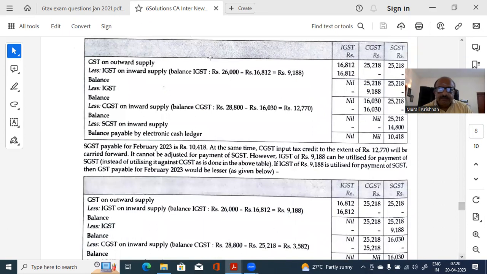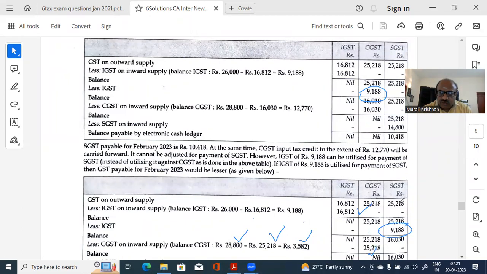Now see, this is up to the same, no problem. But when it comes to 9,188, you can utilize it here instead of CGST. And whatever is the total liability, utilize it, because it's available. See here, 28,000 is available here for IGST credit. Out of that, he is utilizing. Still, he has got balance. So this is also becoming nil.